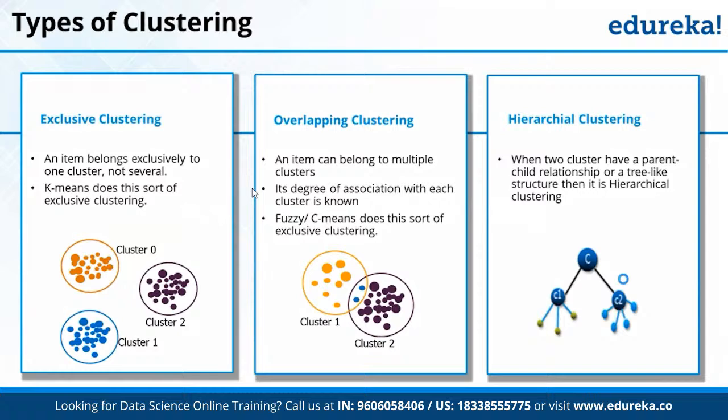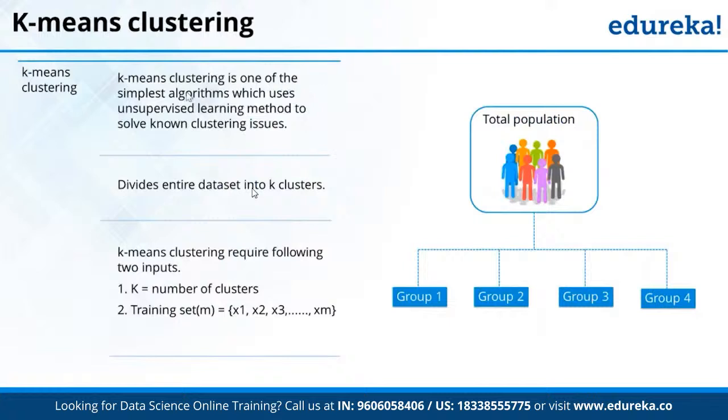Now let's talk about k-means clustering, how it actually works. K-means clustering is one of the simplest algorithms which uses the unsupervised learning method to solve well-known clustering issues. It divides the entire dataset into k clusters. K-means clustering requires the following two inputs: the number of clusters and the training set. So basically I require a dataset and how many clusters you want. You can see I have this total population and then I have group 1, group 2, group 3, group 4. It actually divides that into the clusters.